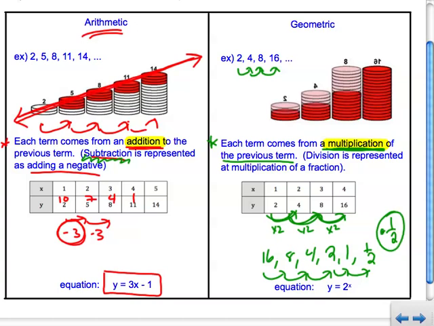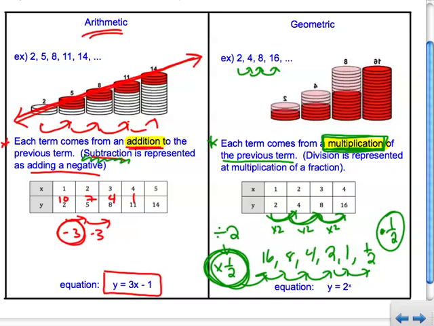Okay, what are you multiplying by? You're multiplying by a half. To divide by 2 is the same as to multiply by a half. So just to keep it consistent, we say each term comes from a multiplication, and if they happen to go down, we say, well, we're multiplying by something less than 1. We're multiplying by a fraction. What happens when you multiply by a fraction is your numbers get smaller.